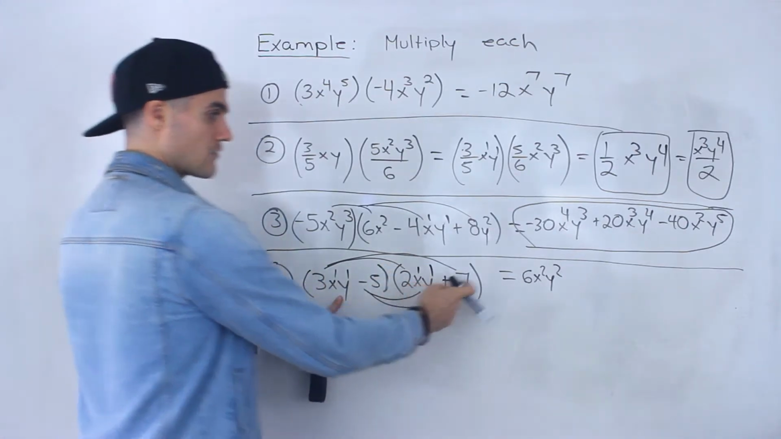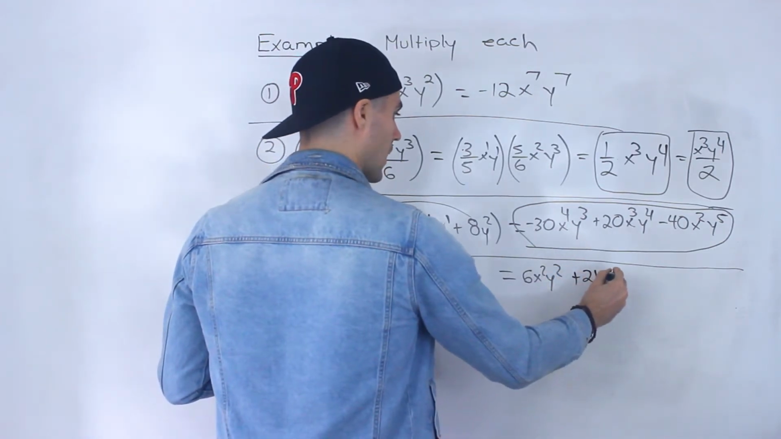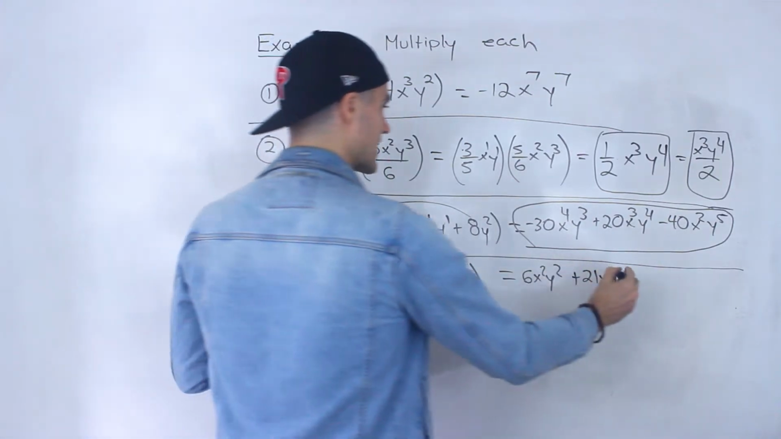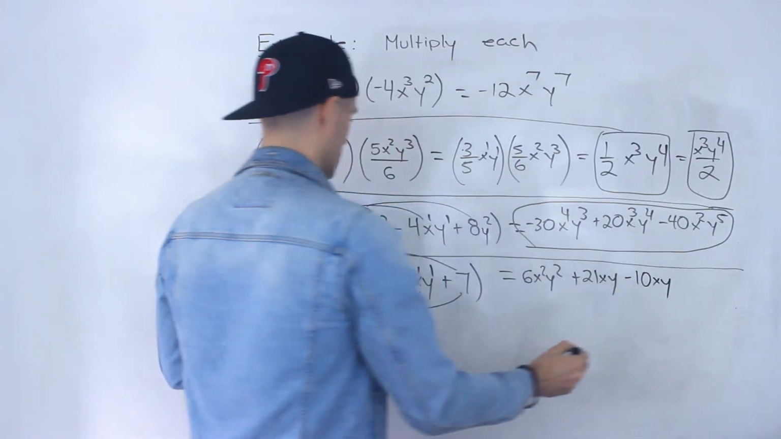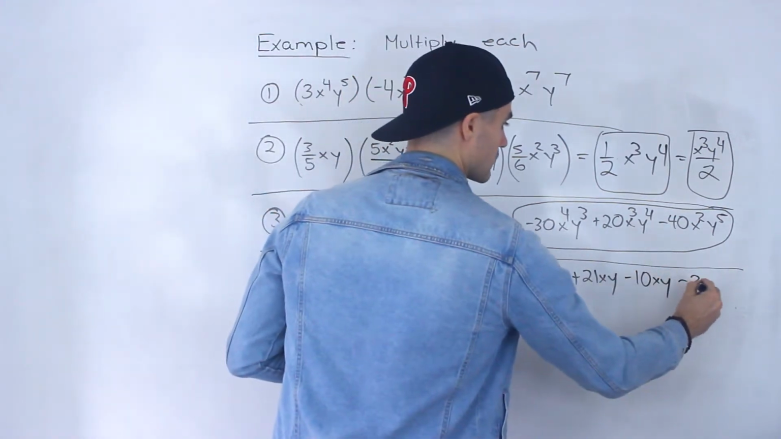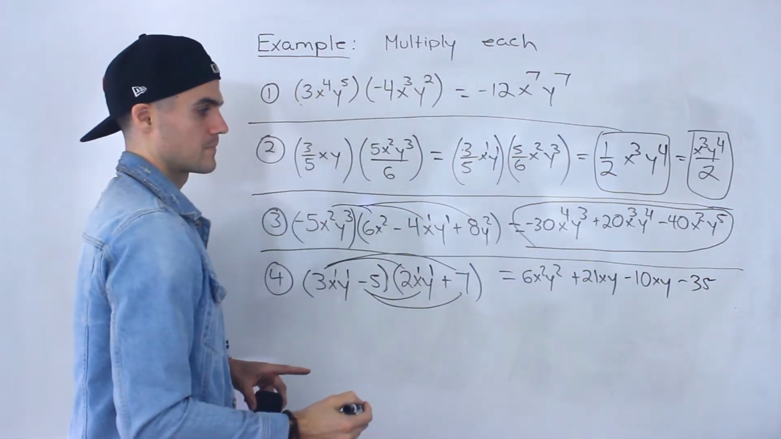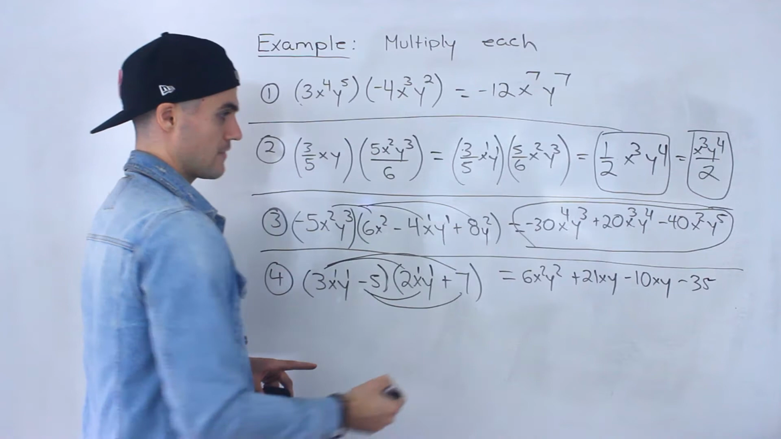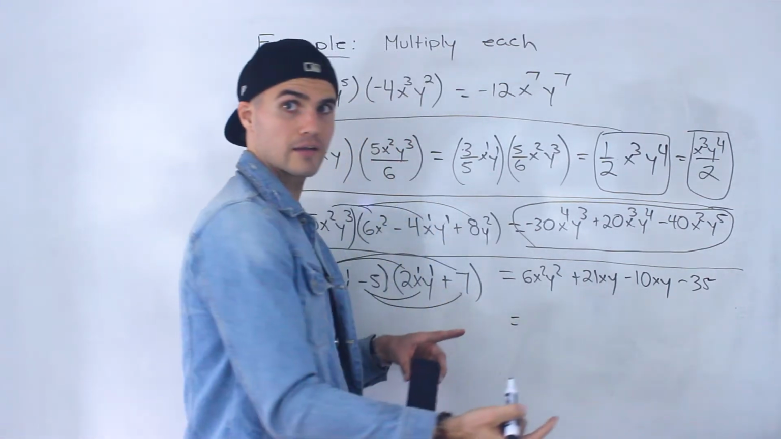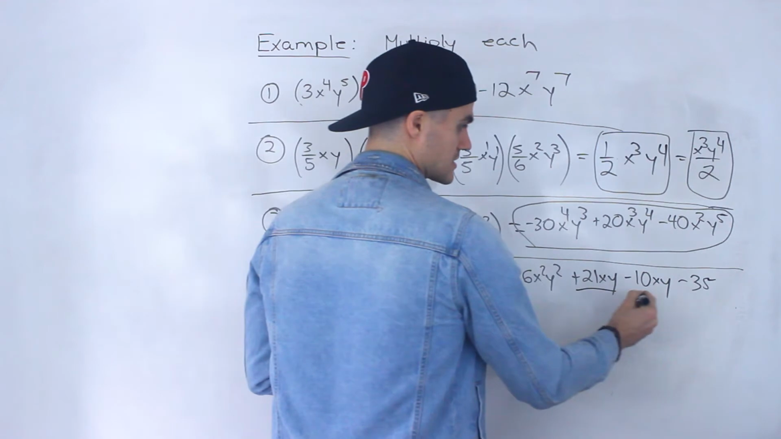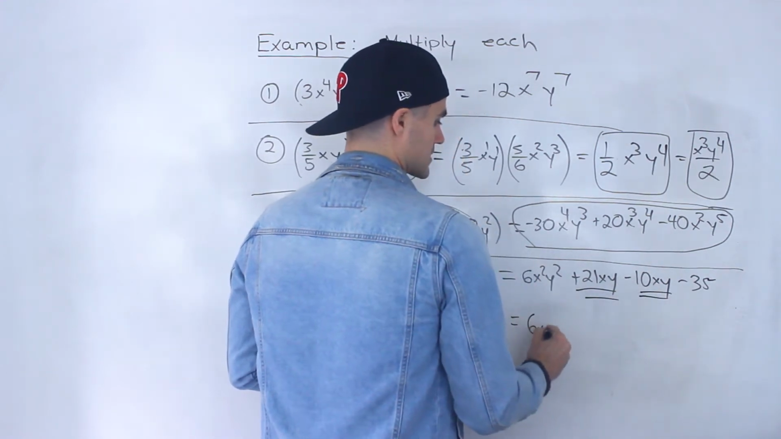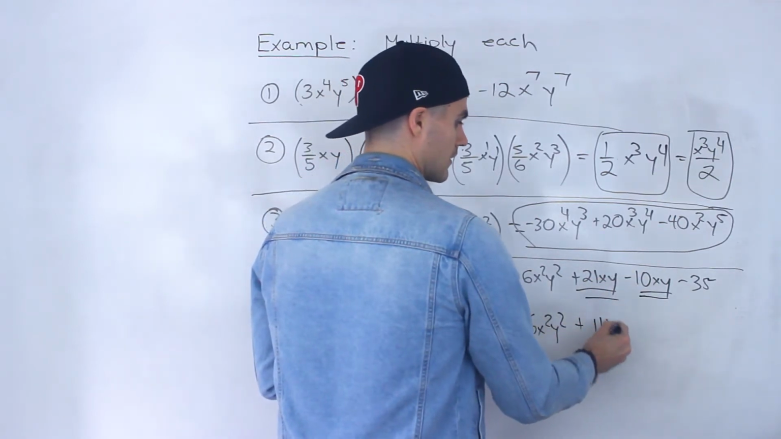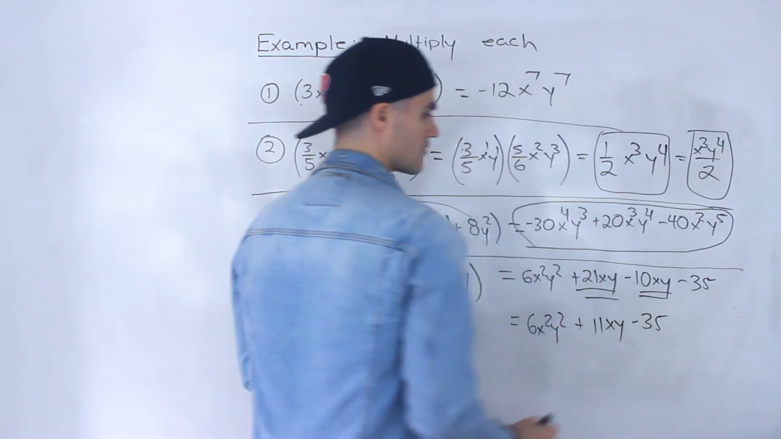3xy times positive 7 would give us 21xy. Negative 5 times 2xy would give us negative 10xy. And negative 5 times 7 would give us minus 35. Like that. And then from here, what we do is simplify any like terms. And where are the like terms? This and that. So 6x squared y squared. 21xy minus 10xy would give us 11xy minus 35.